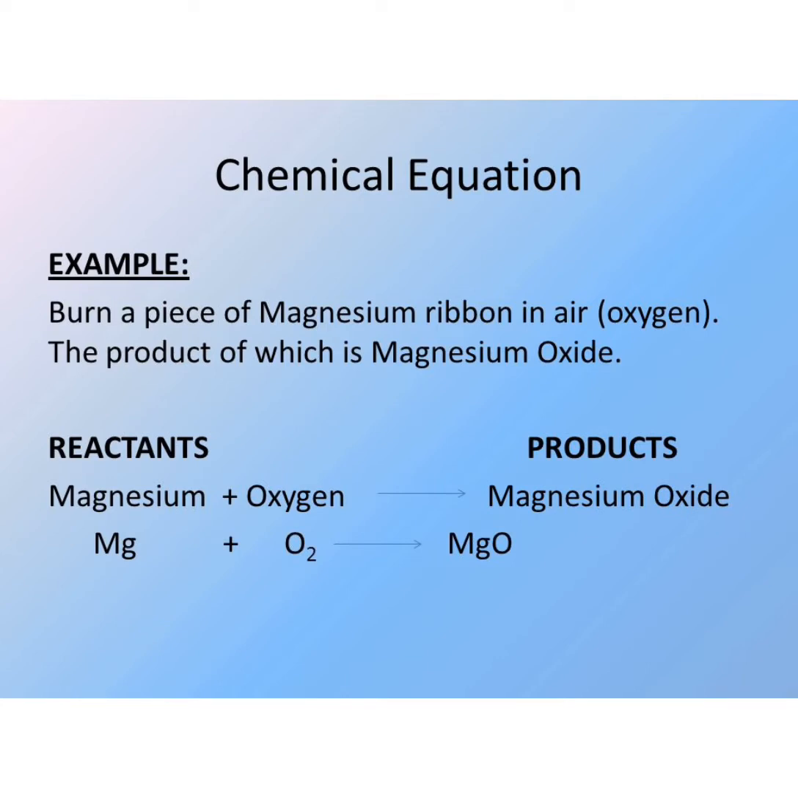The ash obtained on burning of magnesium ribbon can be dissolved in water and tested for acidic or basic nature. It turns red litmus paper into blue. That means it has basic nature.